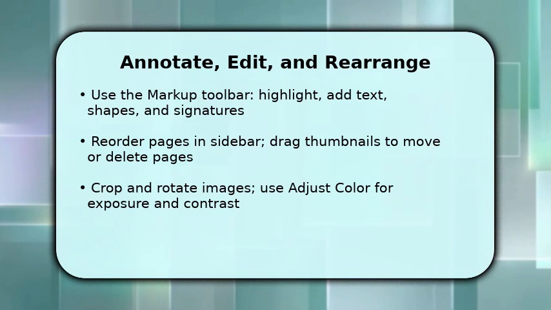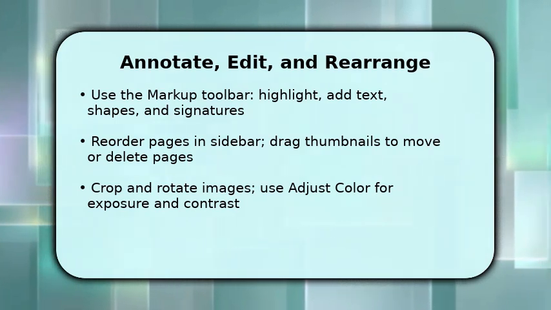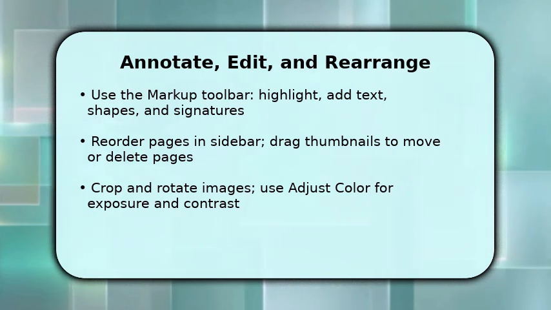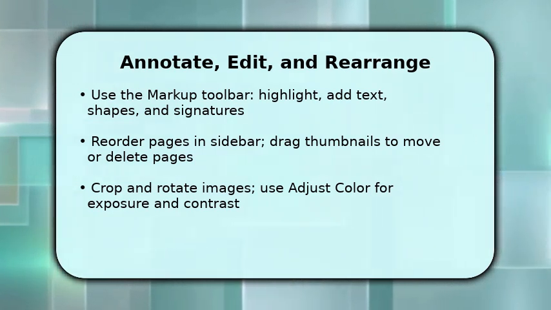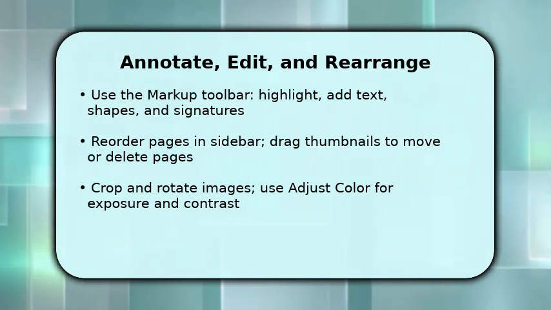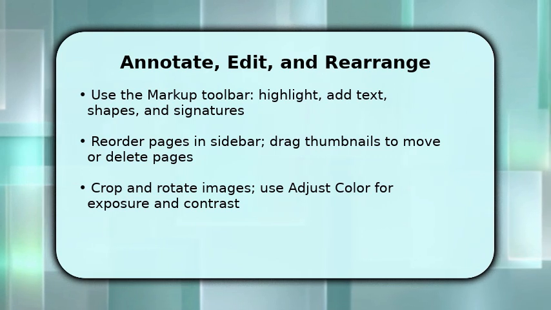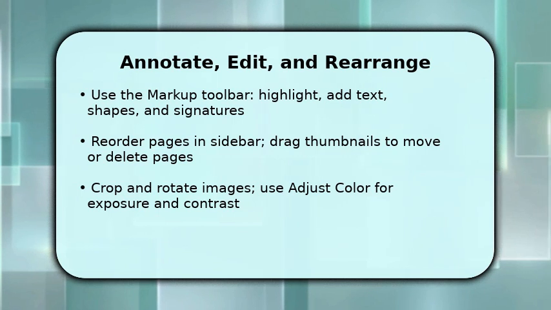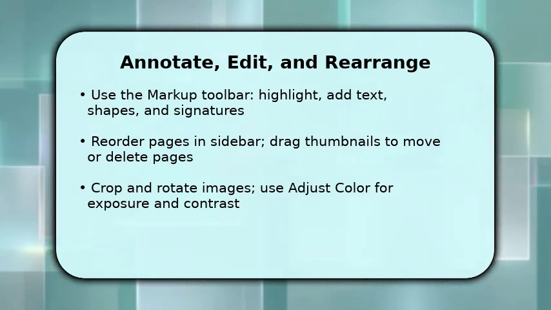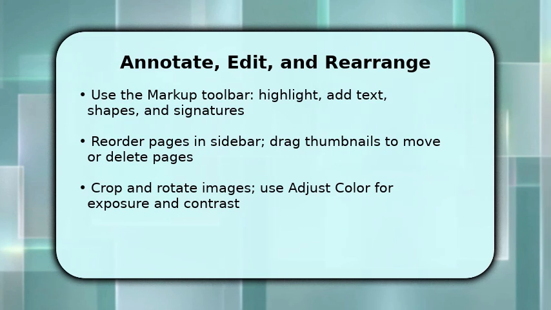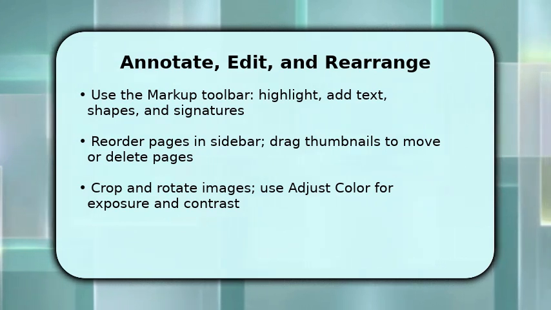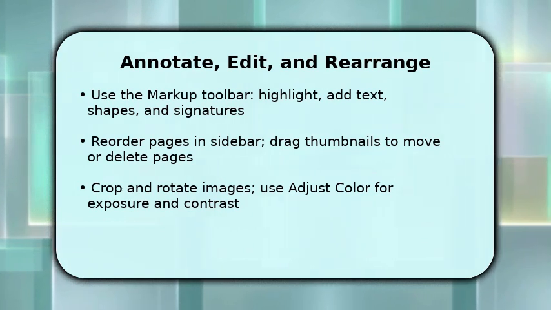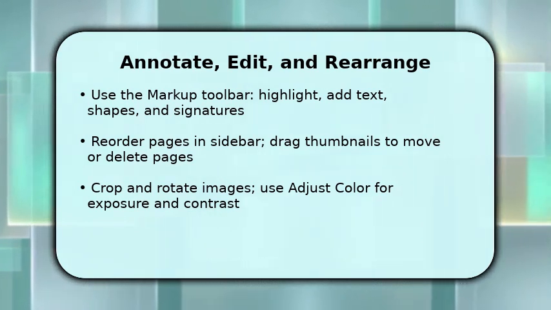Open the markup toolbar to highlight, add text boxes, draw, and insert signatures. Use the selection and text tools deliberately because precise placement matters for clarity. To rearrange pages, drag thumbnails in the sidebar, drop where you want or delete extras. For images, crop, rotate, and use adjust color to fix exposure or contrast. These adjustments change appearance but not file structure. Make sure to preview changes before saving so your output matches expectations.